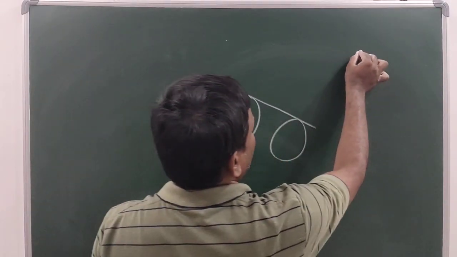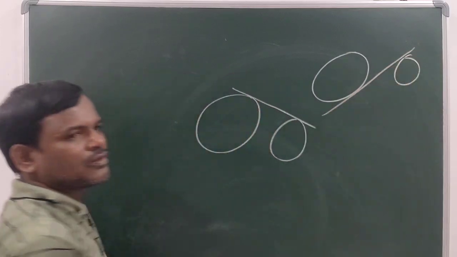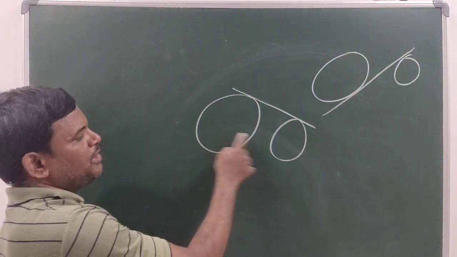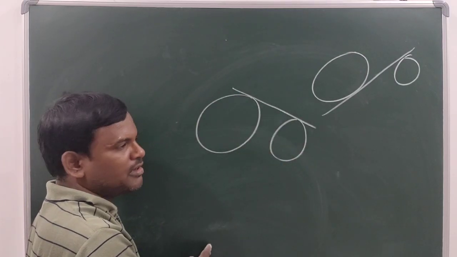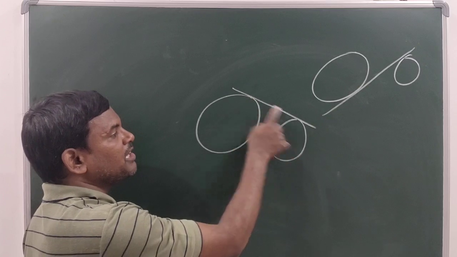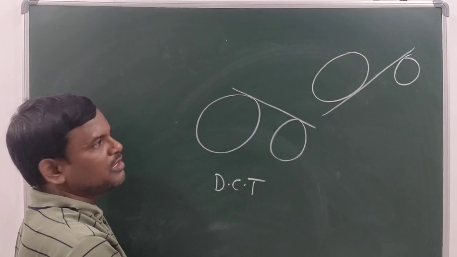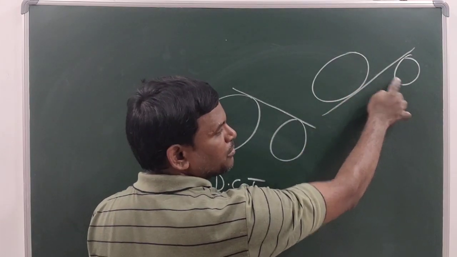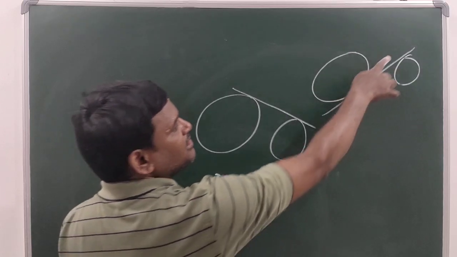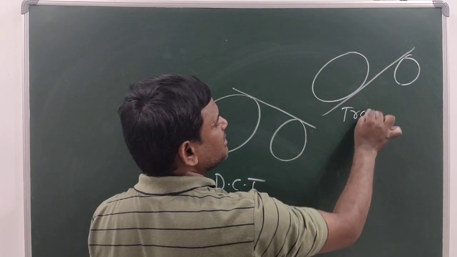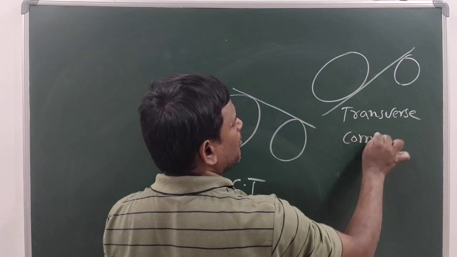And see, observe these two circles. These two circles are lying on the same side of this tangent. Okay? Hence, this common tangent is called a direct common tangent. Here observe these two circles. Both circles are lying on either side of this tangent. Hence it is called a transverse common tangent.